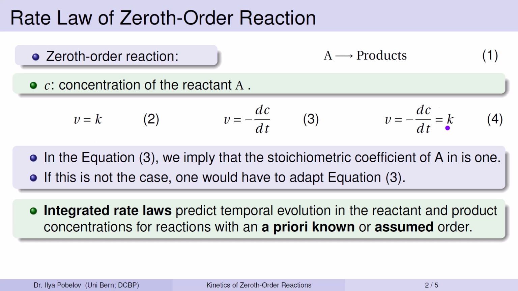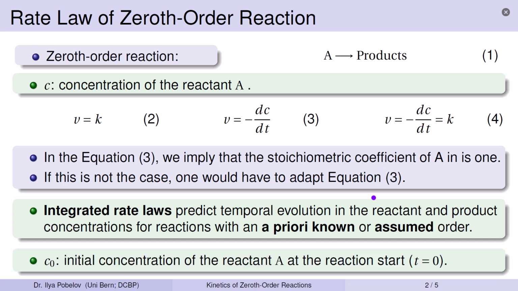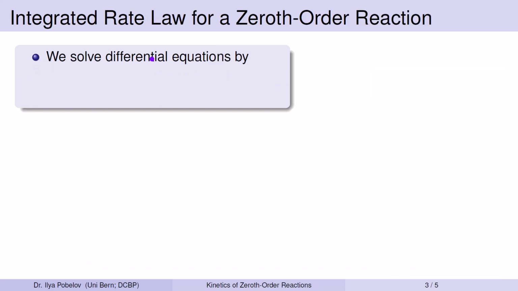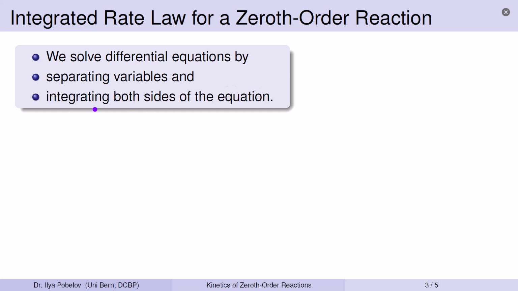To solve this equation, we also need an initial condition. Here it is given by defining the initial concentration of the reactant at the reaction start, time equals 0, as C0. In chemical kinetics, we typically solve differential equations by separating variables and integrating both sides of the equation. Here is the result of variable separation.